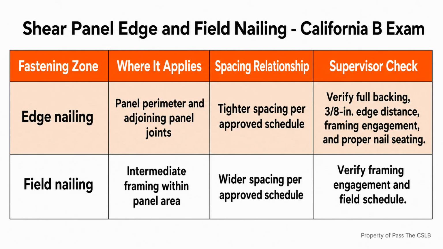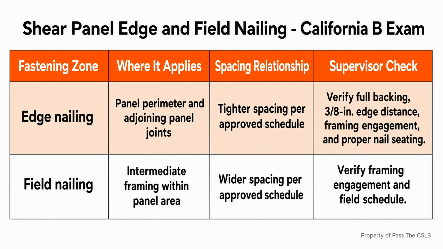I want you to picture the load path without turning this into an engineering lecture. Lateral force from the roof or floor reaches the wall framing. The framing transfers that force through the fasteners into the wood structural panel. The panel carries the racking force toward the bottom of the wall, and the bottom of the wall transfers it into the anchorage and foundation.